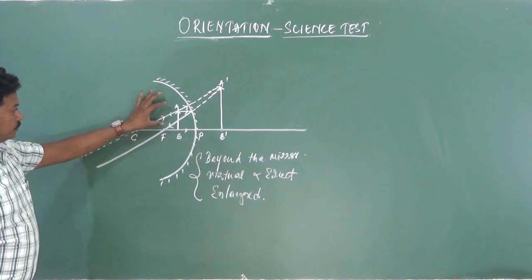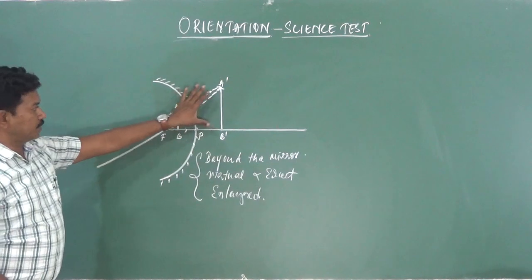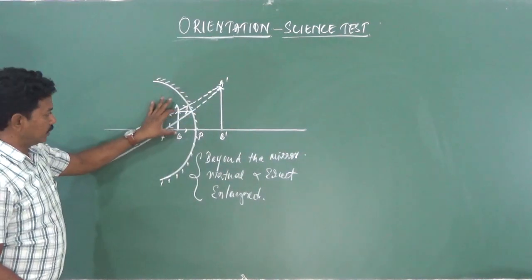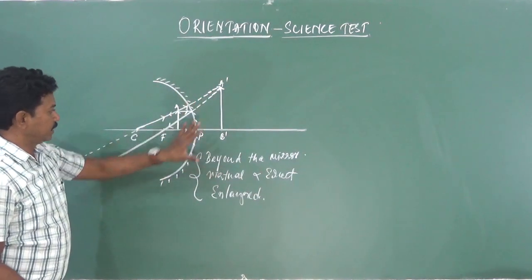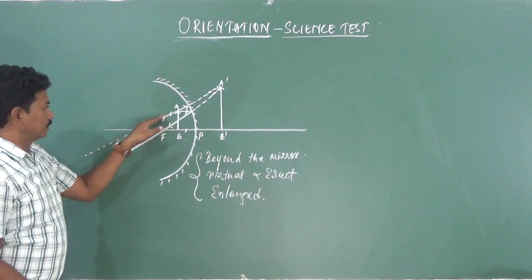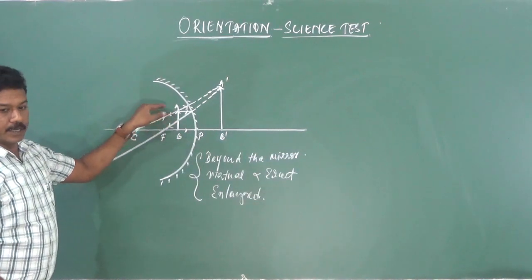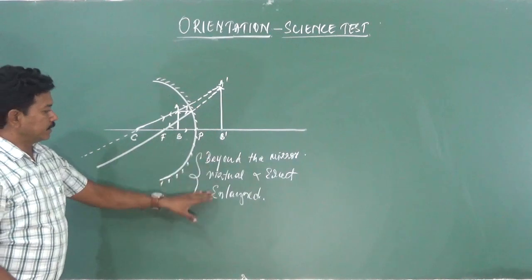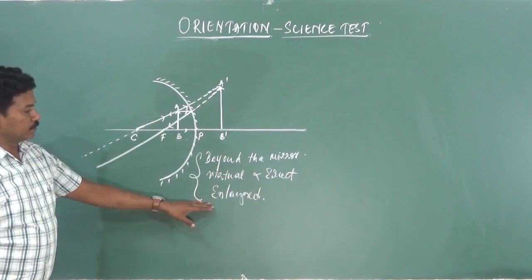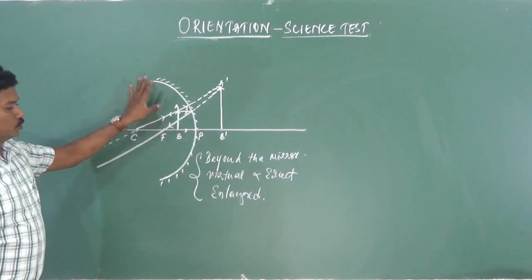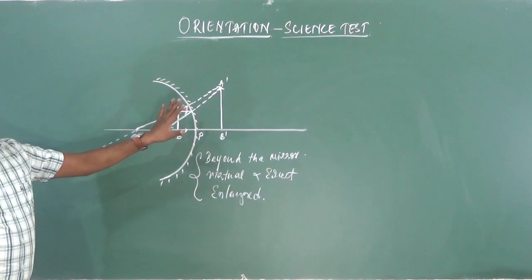So be careful. Write the name of the object. Write the name of the image. Put arrow marks wherever the light rays are traveling, and then write the properties. This is compulsory. Use pencil and scale, please.